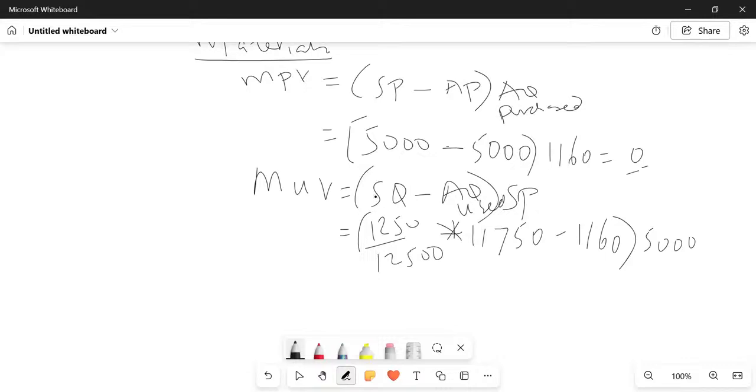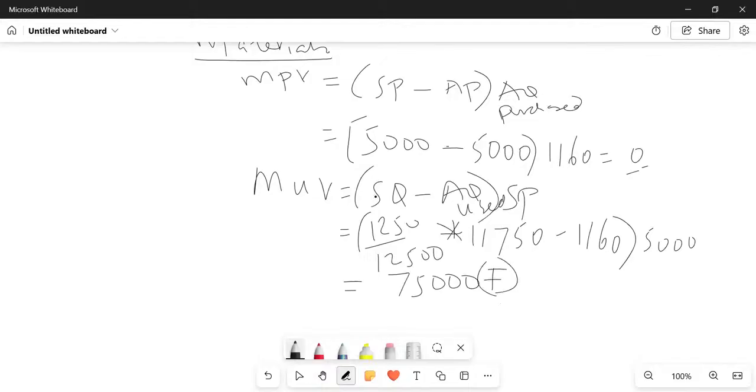So then the material usage variance at the end of the day will give me what figure? Open brackets, you say here, 1250 over 12,500 times 11,750 minus 1160. You close brackets times 5,000. What figure are we able to get, ladies and gentlemen? 75,000. Adverse or favorable? Favorable.